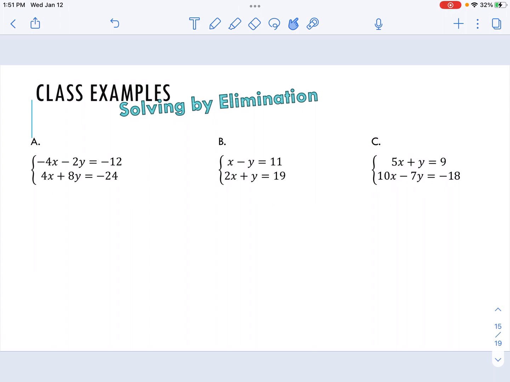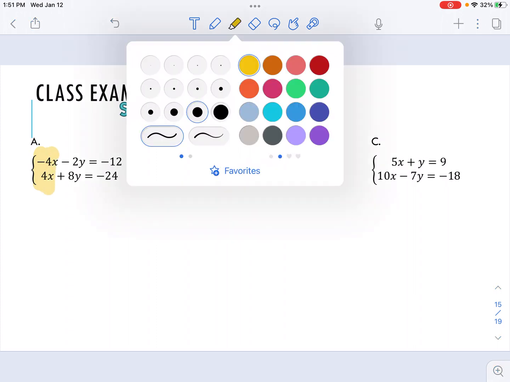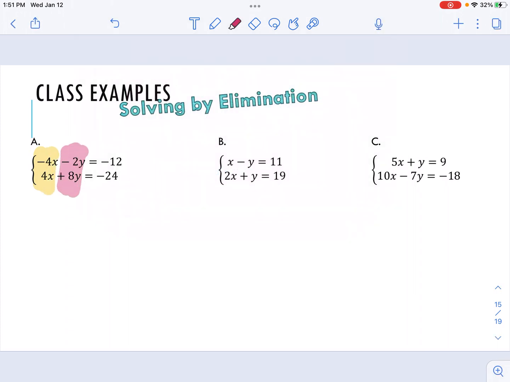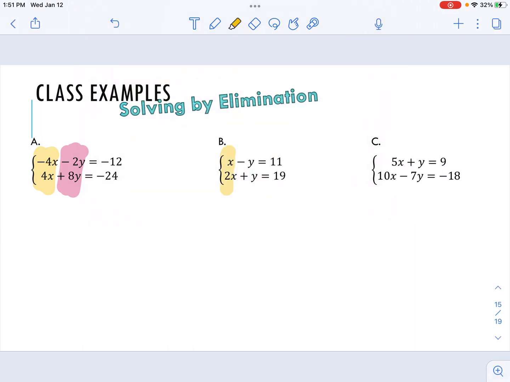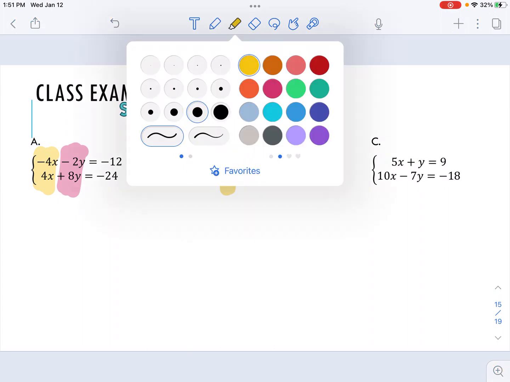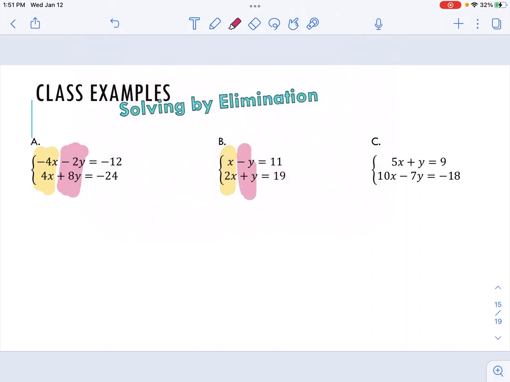So our job here is to really determine which is the better value to eliminate. Our goal is to eliminate one of the values. Now, I'm just going to try my best to color coordinate this. We see that our x's are lined up. We see that our y's are lined up. And I'm actually going to ignore my constants for right now. Once again, in example B, I see my x's are lined up. We've got a coefficient of 1 and a coefficient of 2. And then I see my y's are lined up, negative 1 and positive 1.